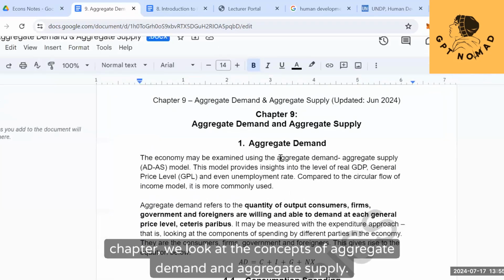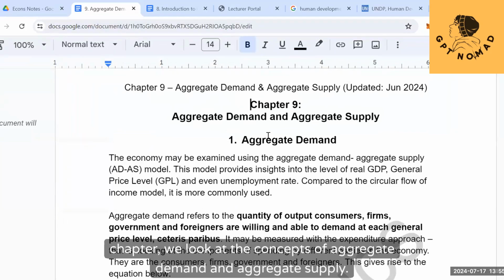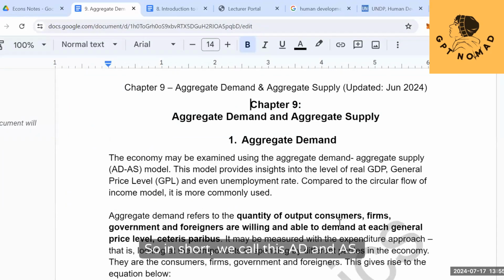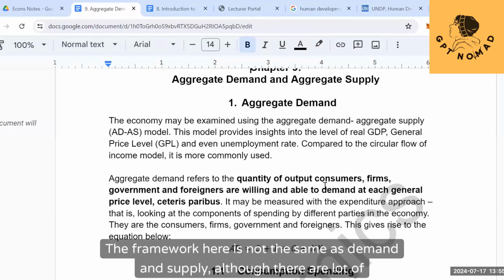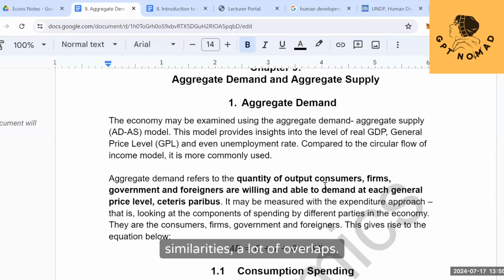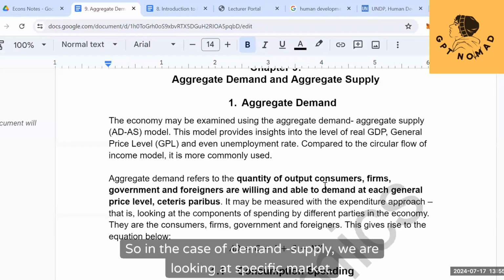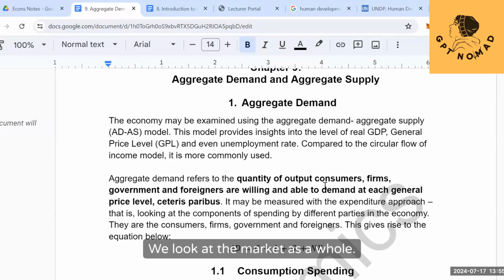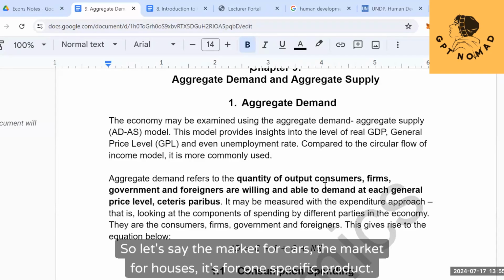This chapter, we look at the concepts of aggregate demand and aggregate supply. So in short, we call this AD and AS. The framework here is not the same as demand and supply, although there are a lot of similarities, a lot of overlaps. In the case of demand and supply, we are looking at a specific market. So let's say the market for cars, the market for houses, it's for one specific product.